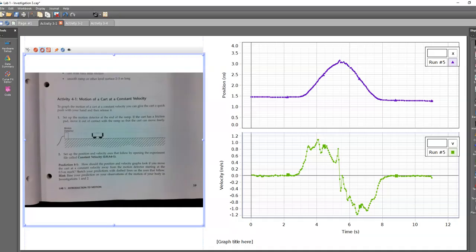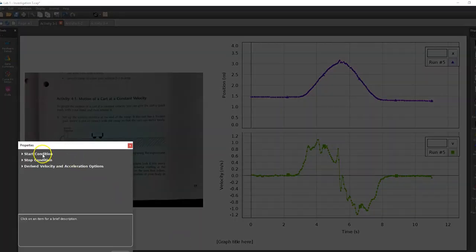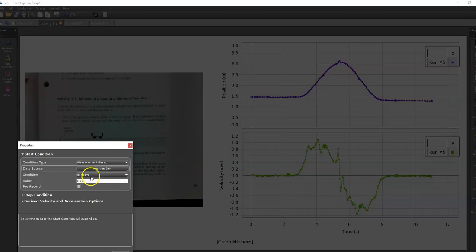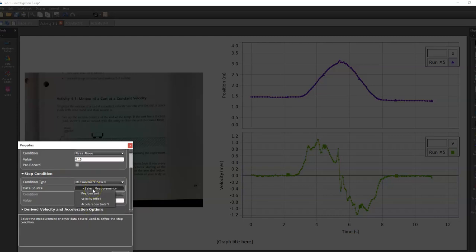Okay. While you're making your predictions, I'm going to do a quick little thing. What I'm doing is I'm putting in a start condition and a stop condition so that the computer will turn it on and turn it off, the data recording, automatically.